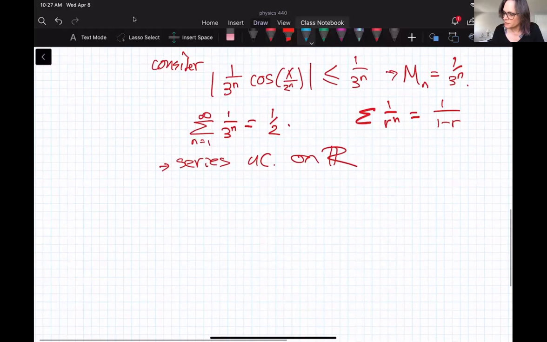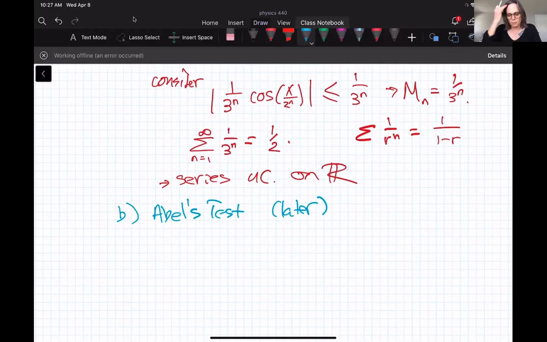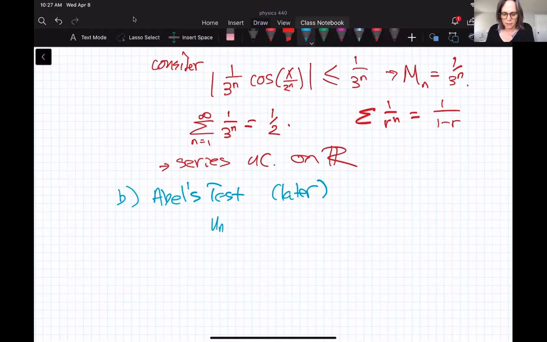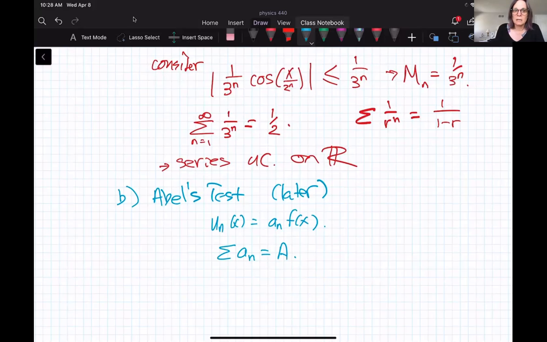The other test I'm just going to mention is Abel's test. We'll look at that later. But here, this is when we use u sub n of x equal to a sub n times f of x, and we can use this if the sum of those terms comes to a constant value. Then basically, if the function f of x is monotonic, you can show that u sub n of x is uniformly convergent.